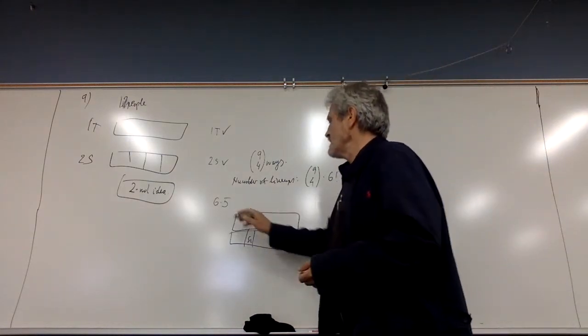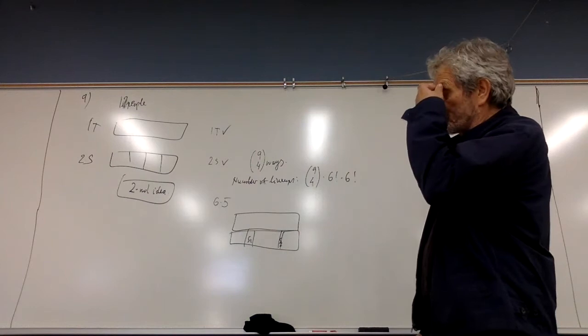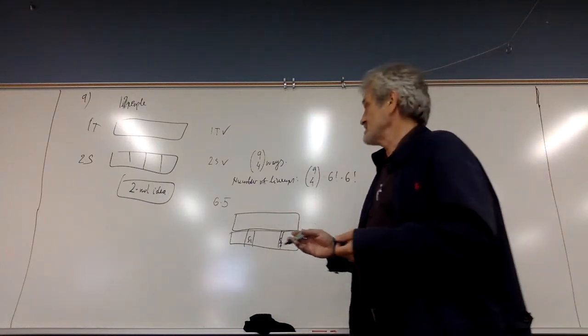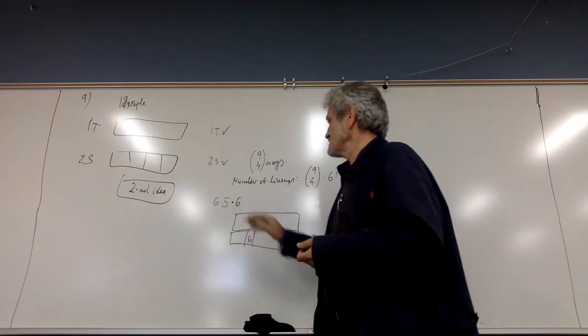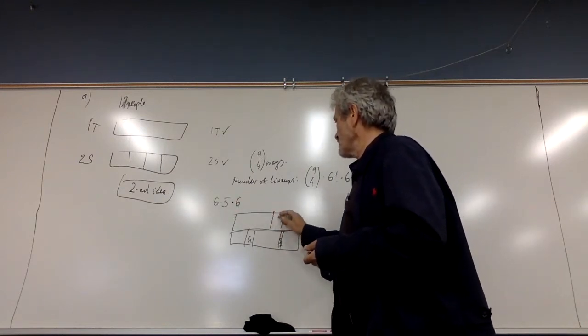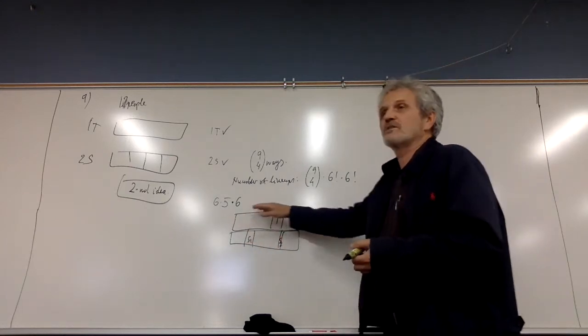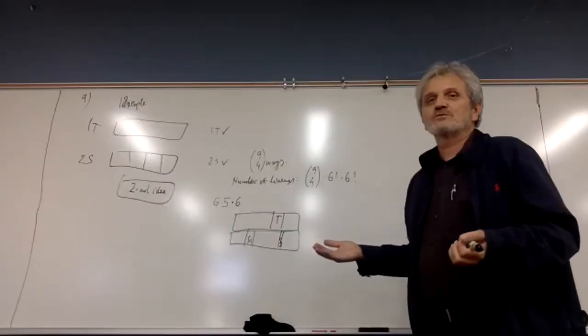So for each of those options, what do we do now? We need to place somewhere the tall person. In how many ways can we place the tall person? 6 different ways, wherever that tall person is. And now it doesn't matter anymore who's first, second.